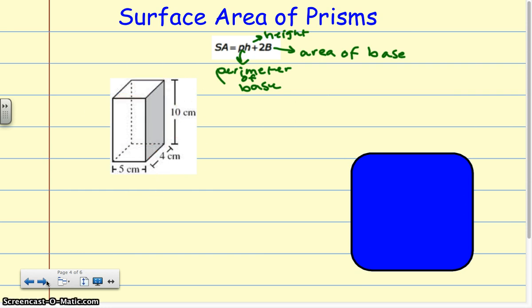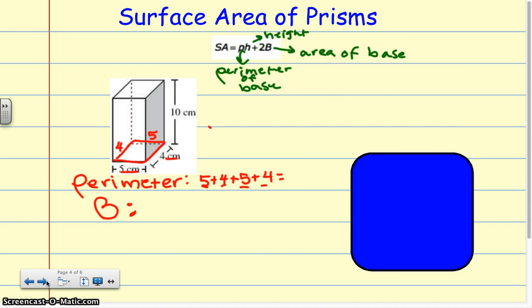All right, let's use this formula. So again, my surface area is my perimeter, so that's what I want to find first. I want to find my perimeter, and I want to find my big B. That is the area of my base. So the perimeter of my base, I have these dimensions here. I have 5, 4, this back dimension would be 5, and this side dimension would be 4. So my perimeter is 5 plus 4 plus 5 plus 4. 5 plus 5 is 10, plus another 8 would be 18.